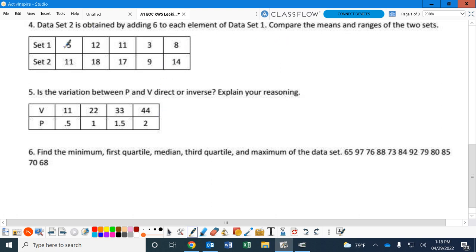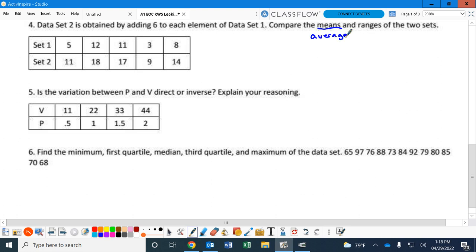First it says you got a set of data, then they added 6 to every single one of them, and you got a new set of data, data set 2, okay? They want you to compare the means. Guys, what does the word means mean? Does anybody remember that? Really? Means, the mean is the average.